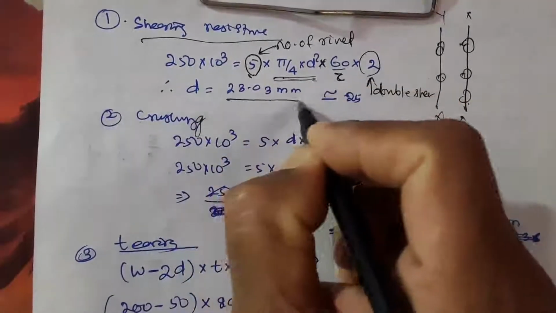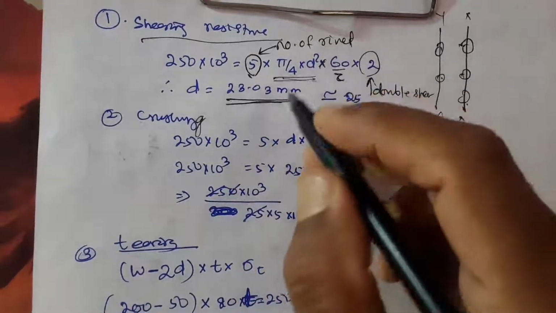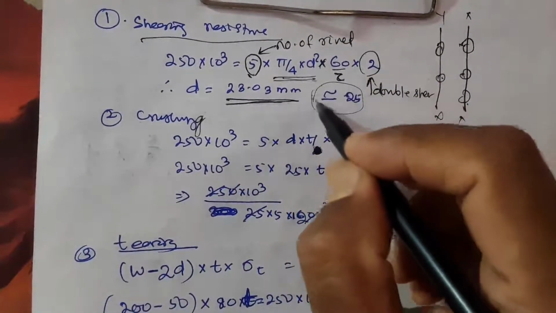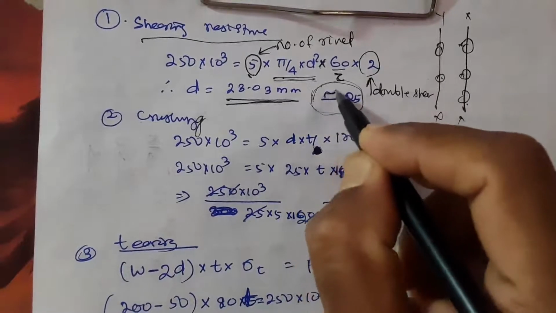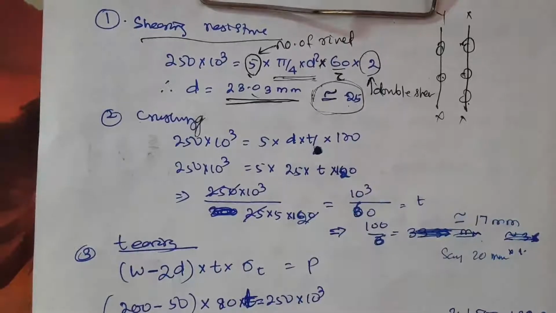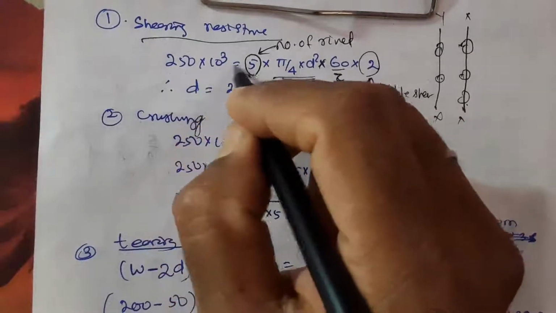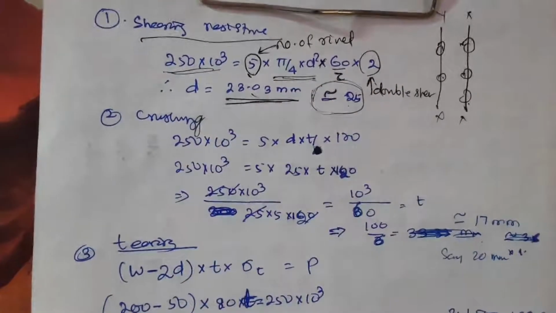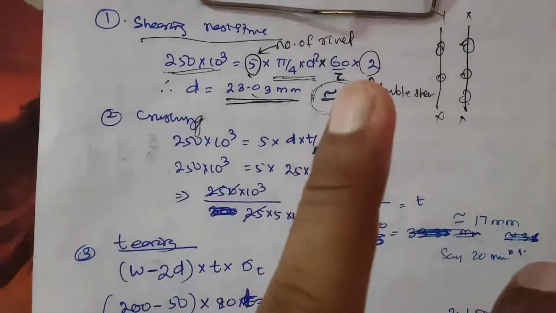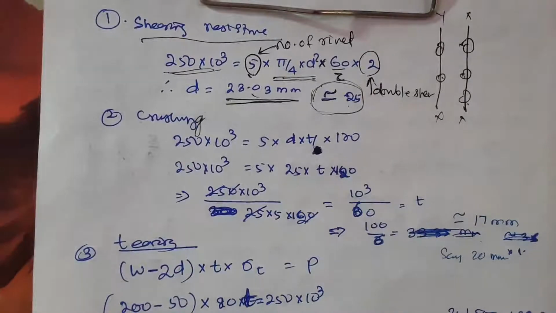if we take the diameter of a rivet to be 23.05, then we look in the table and the diameter of the rivet we find is 25, so we take 25 instead of 23. So if you take a 25 millimeter rivet, it will take a little more than 250 kilonewton load for this configuration, double cover strap, double riveted butt joint.